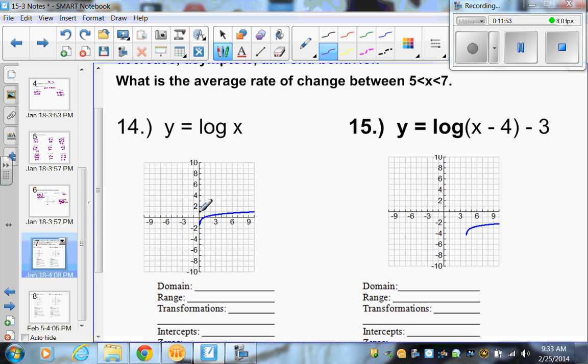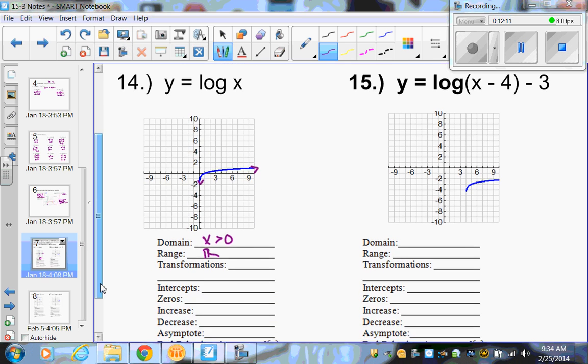Looking at this, we see that the domain for x values never comes over to the negative side. So that tells me that x has to be greater than 0. Your range, this keeps going down, even though you can't see it, and this keeps going up. So that's going to be all real numbers. Because it's just the log of x, this is just your parent function. So there are no transformations.